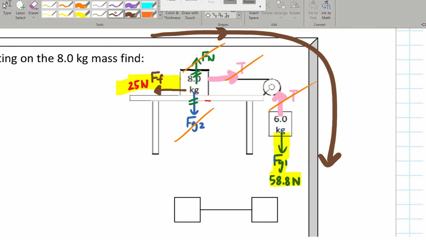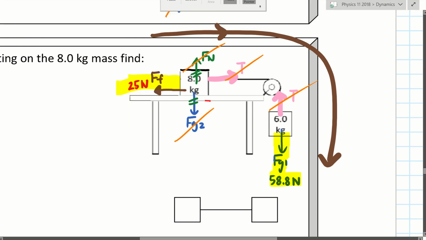So let's circle the winner and write down our net force equation. As you can see, most of your work is done on the free body diagram. You see that?